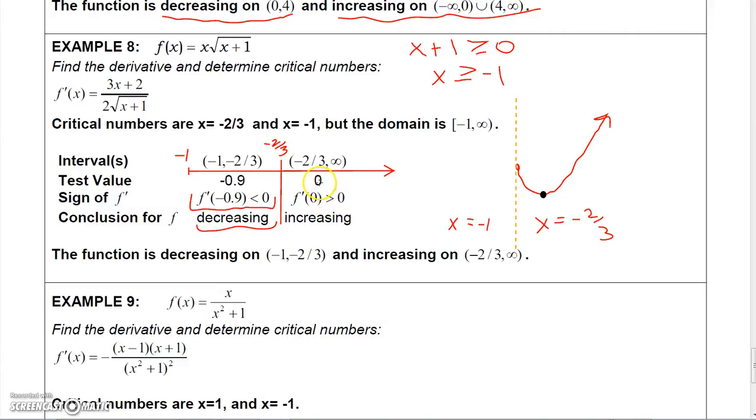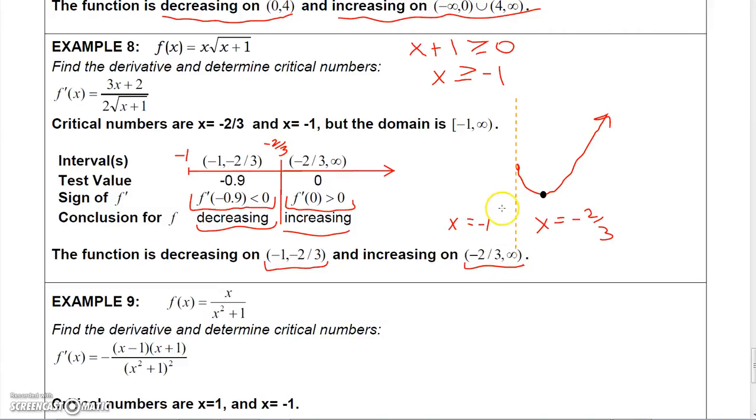And since 0 fell in this interval, I can plug 0 in to test this interval. And so when I test the derivative, I get a positive on top and a positive on bottom, and so positive over positive is positive, so the derivative is positive, so that means the function is increasing in here. So the function is decreasing on this interval, and it's increasing on this interval.